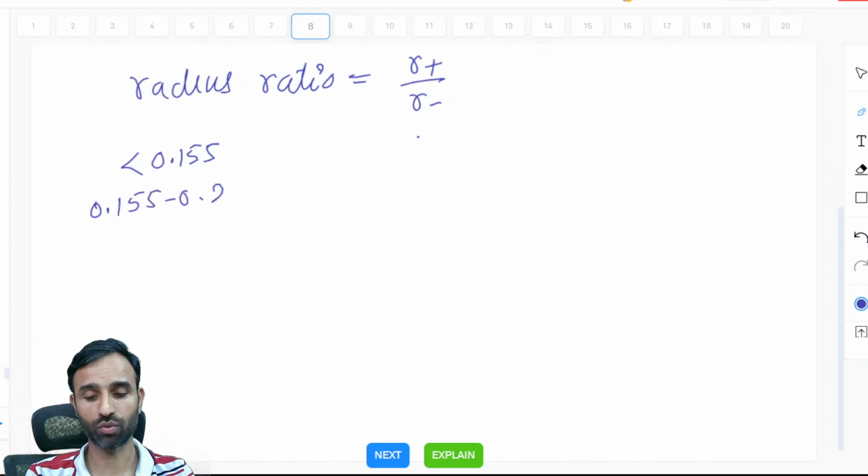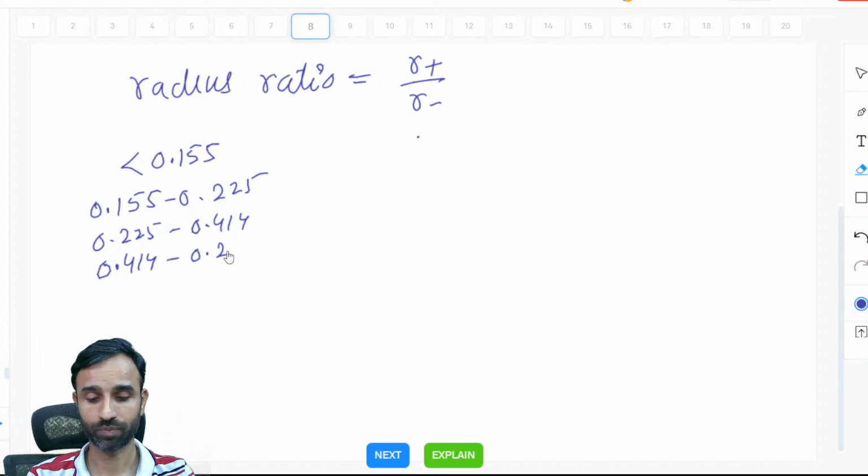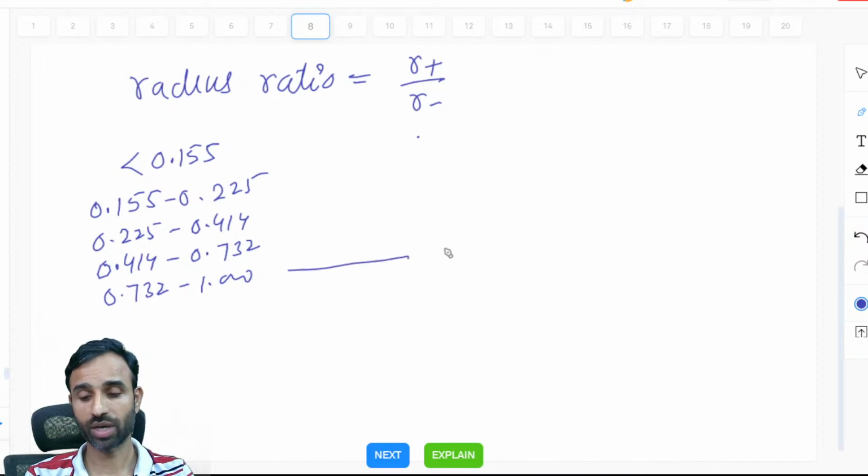0.155 to 0.225, then 0.225 to 0.414, 0.414 to 0.732, and 0.732 to 1.00. Its coordination number is 2, 3, 4, 6, and 8.